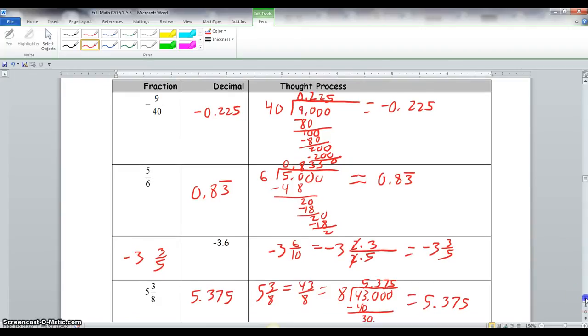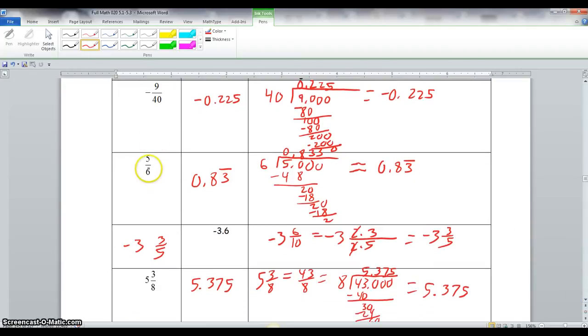Okay, so we have here 5 sixths. Okay, now we take 6 and the 5 here, put a decimal, put 3 zeros here. 6 goes into 5 0 times, but 6 goes into 50 8 times. And don't forget to bring up your decimal. 8 times 6 is 48. 50 minus 48 is 2. You bring down your 0. Now we say 6 goes into 20 3 times. 3 times 6 is 18.